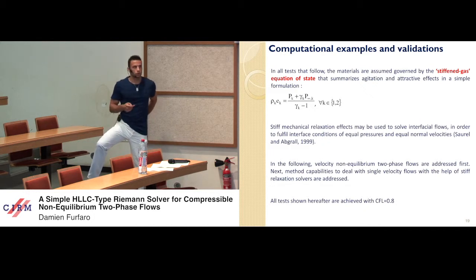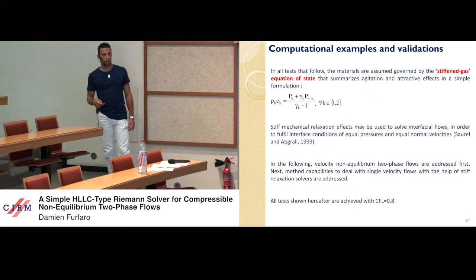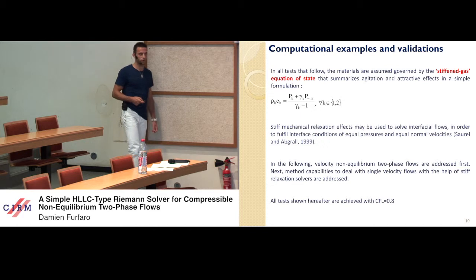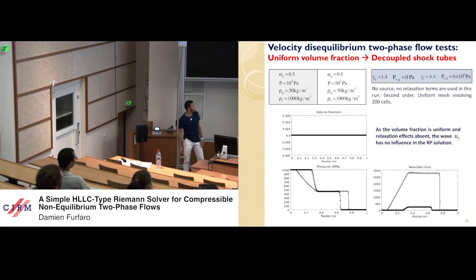In the following, velocity non-equilibrium two-phase flows are addressed first. Second, the method's capabilities to deal with single velocity flows with the help of a stiff relaxation solver will be addressed. All tests are achieved with a CFL equal to 0.8. Okay, let's consider the first test, which is a velocity disequilibrium two-phase flow test.